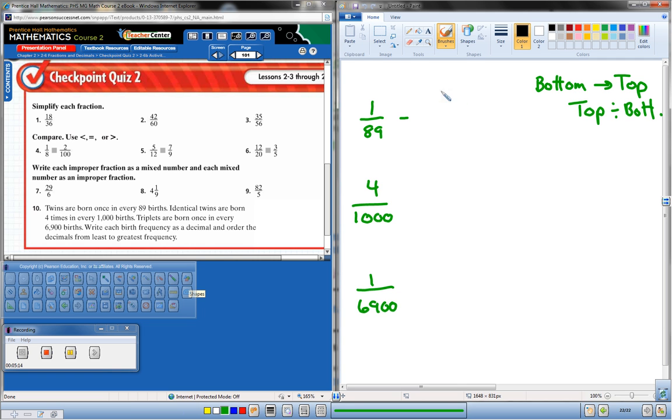I need a volunteer for an answer there. Carly? 0.011. We'll round it off there. It does go on farther than that. That's correct. The second one, 4 divided by 1,000, I believe gives us a nice answer of 0.004. Is that right? We should verify that, but I'm pretty sure. And our last fraction is 1 divided by 6,900. Can I get a volunteer for that one? Go ahead, Ashley.